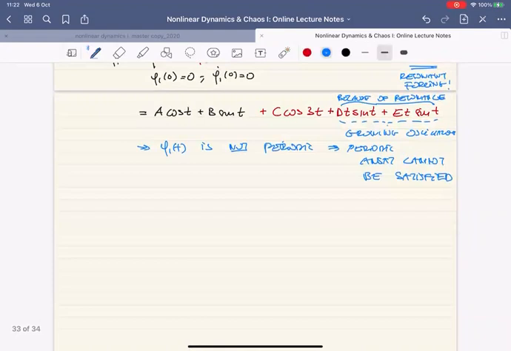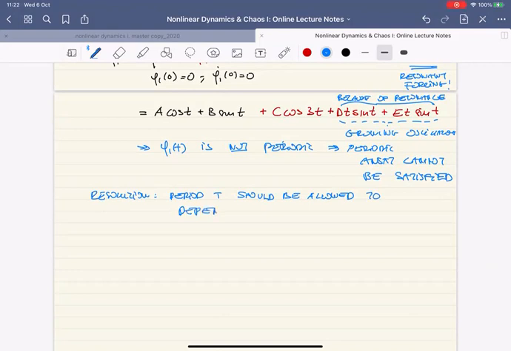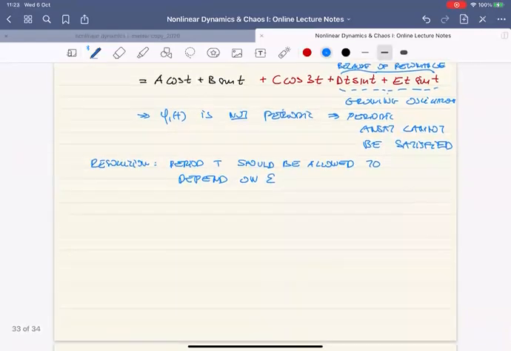So the resolution of this would be that the period T should actually depend on epsilon, or should be allowed to depend on epsilon. And I don't want to redo the calculation now. So again, what I'll do is just walk you through my notes, instead of again writing everything in detail to see where that makes a difference.